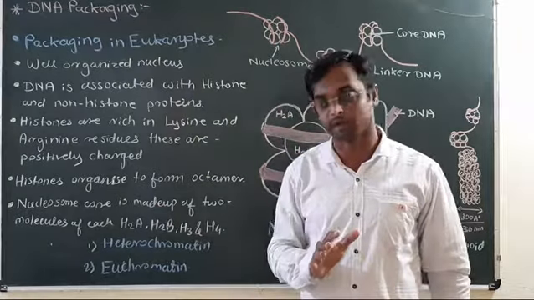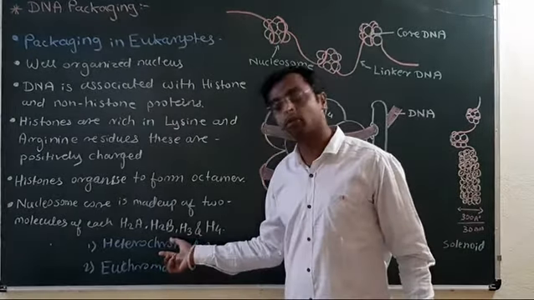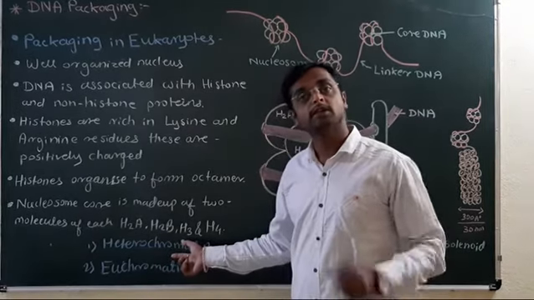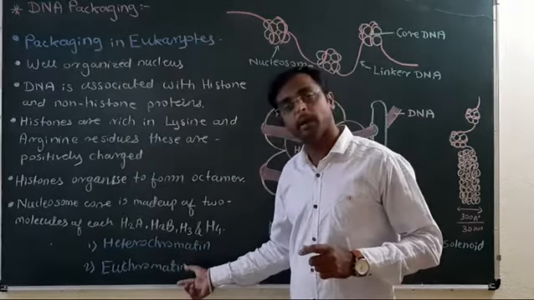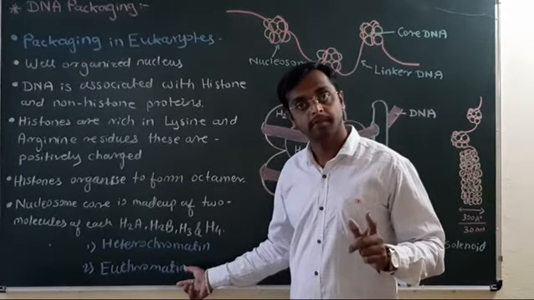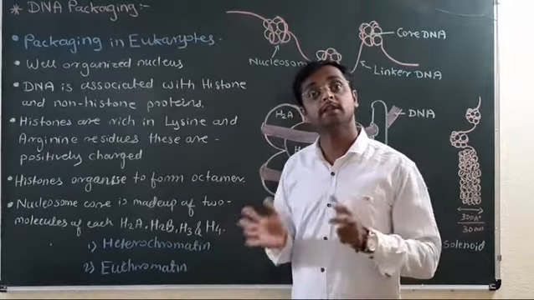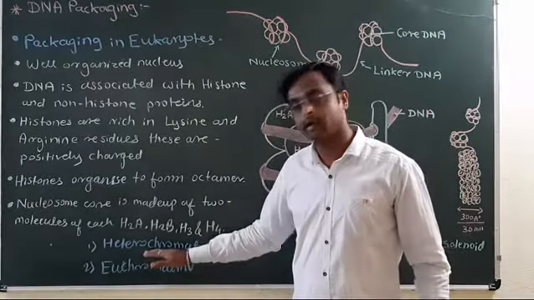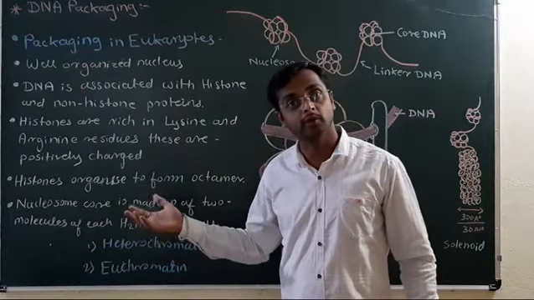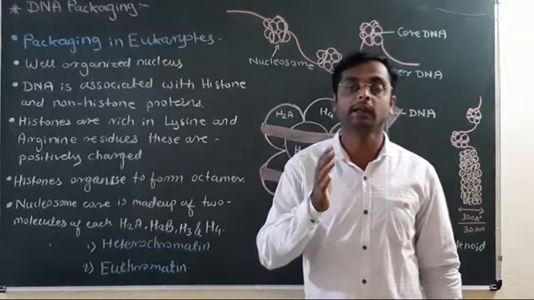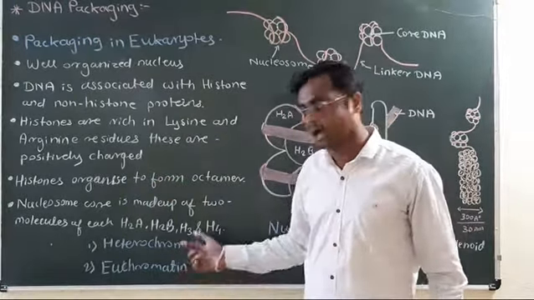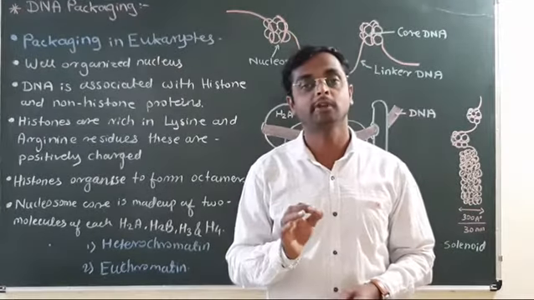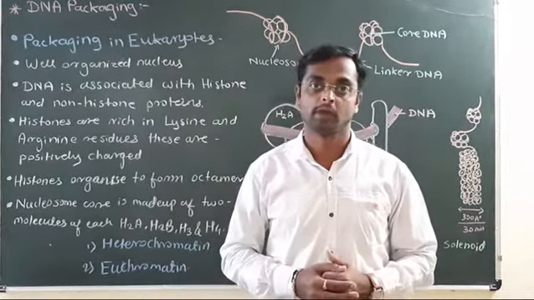The only difference between heterochromatin and euchromatin is that heterochromatin is the condensed region, euchromatin is the non-condensed region. Heterochromatin stains dark, euchromatin stains light. Heterochromatin is genetically inactive, euchromatin is genetically active, and euchromatin directs transcription and translation, which carries the active genetic material.